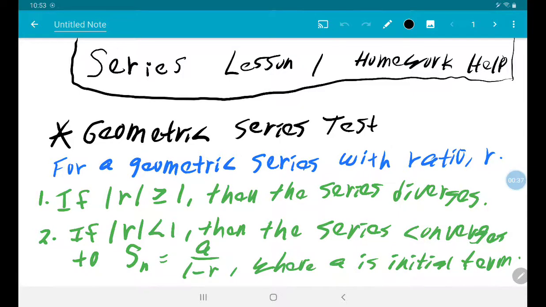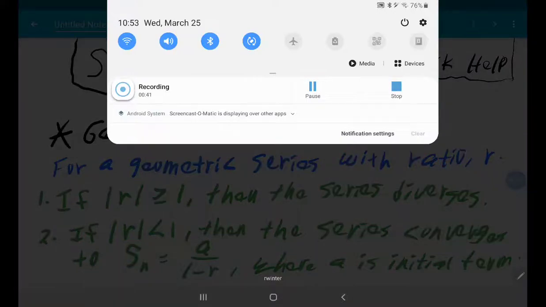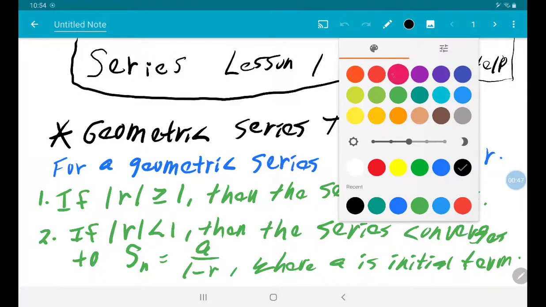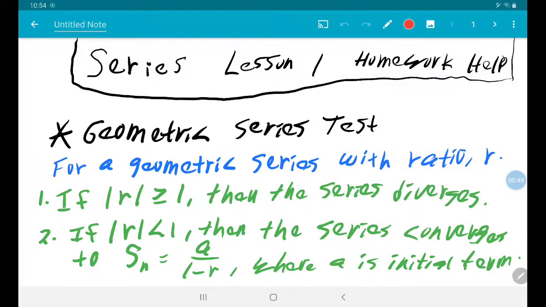Let's get started. First, geometric series test. Geometric series, what is it? Quite simply, if I have a series, which means I'm going to add a bunch of numbers, let's say I go 5, and then I'm going to add 10, and then I'm going to add 20, then I'm going to add 40, and I'm going to continue on and on forever. That is a geometric series.